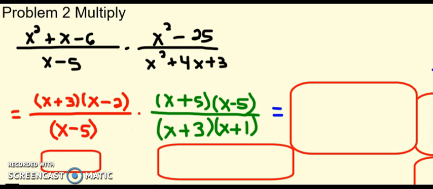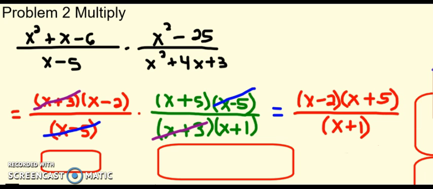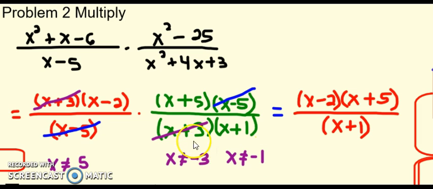So now I'm going to reduce. And the rule for reducing is I could reduce a numerator with a denominator. So I have x plus 3 reduces with x plus 3. And then I have x minus 5 reduces with x minus 5. So I end up with x minus 2 times x plus 5 over x minus 1. So my restrictions, I cannot have 5 here because that's undefined. I cannot have negative 3 and I cannot have negative 1.